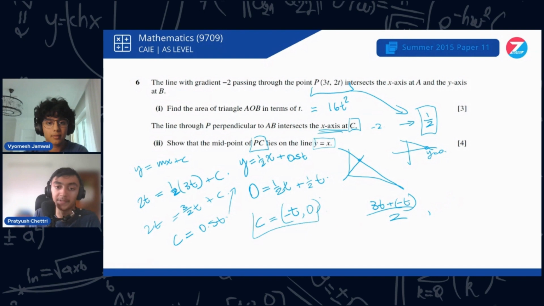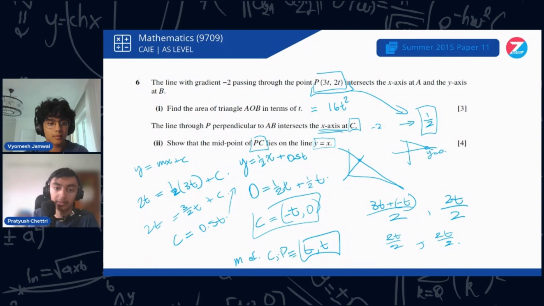So point C is this, point P is that, midpoint of these two. Yeah, my brain's not working today. 2t over 2. So t is the midpoint of C and P. Henceforth, t is on the line x equals y because, hey, guess what? X value is equal to y value.